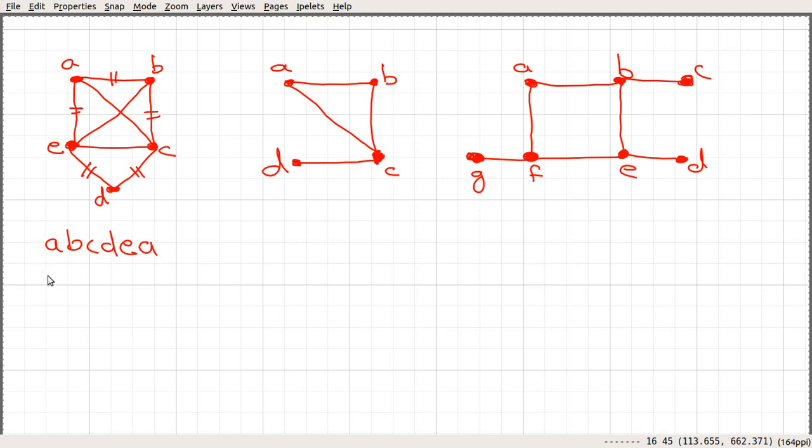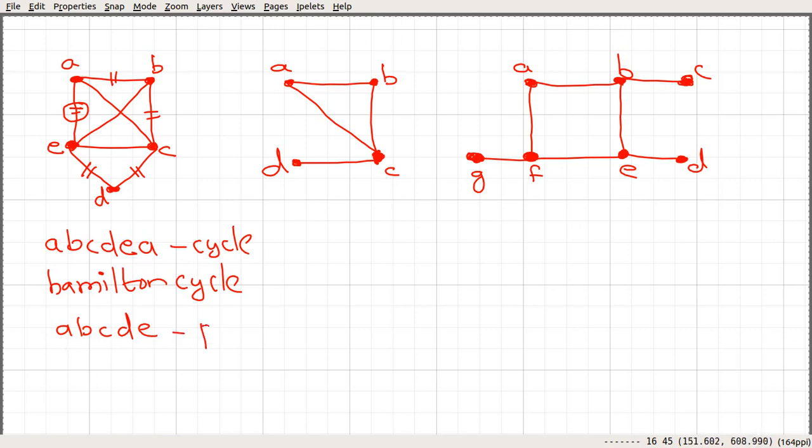So this is a Hamilton cycle. If you look into this particular cycle and delete this edge, you get this path: A, B, C, D, E. Similarly, if you delete this edge, you get this path A, B, C, D. That is a path, and if you look into this path, every vertex appears exactly once: A, B, C, D. So this is an example of a Hamilton path in this graph.